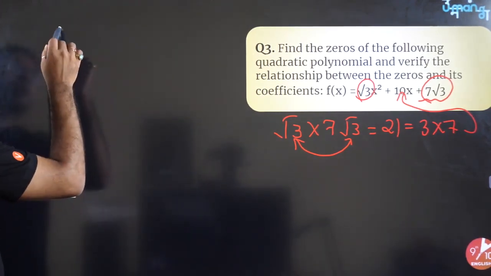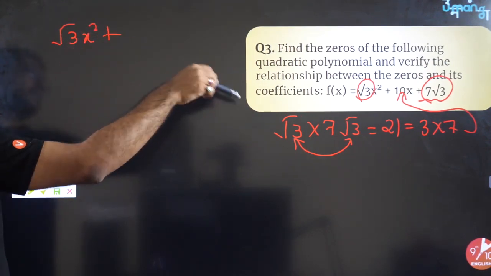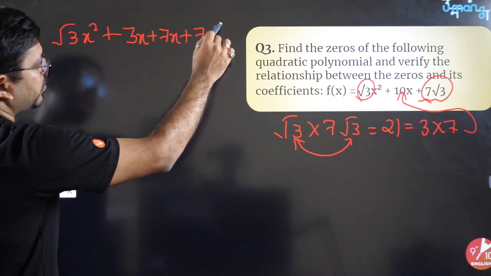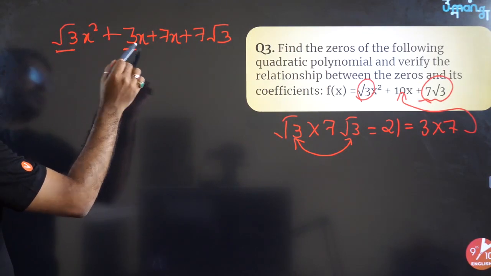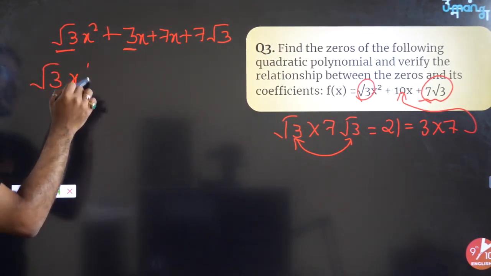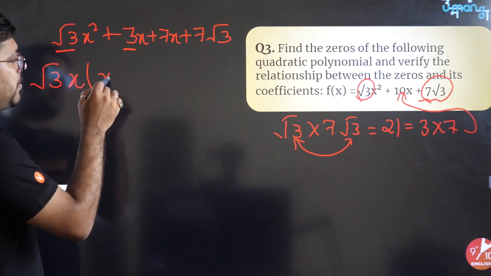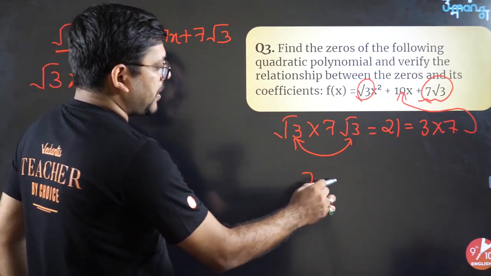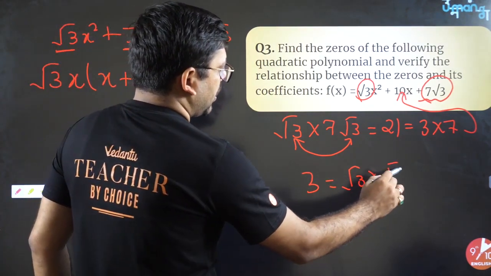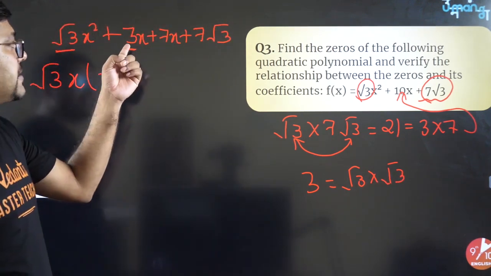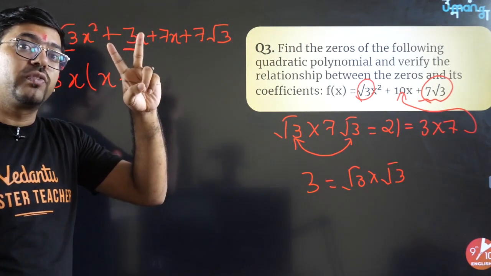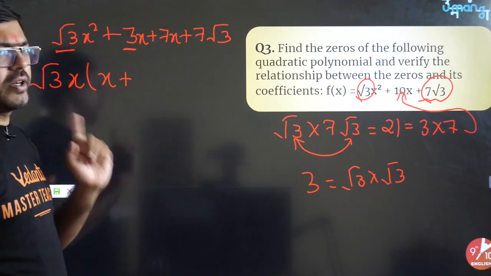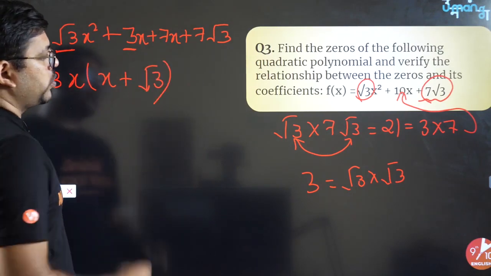So here you can write root 3x square, and for 10x you can write 3x plus 7x, plus 7 root 3. From here, in these 2 terms you can take out root 3 common and x also common. So here x will be remaining. Those students who are not understanding how I took root 3 common should know that 3 can be written as root 3 into root 3. I hope you all know that. So that's why I took 1 root 3 common, and x is already there. So what is remaining? Only 1 root 3.